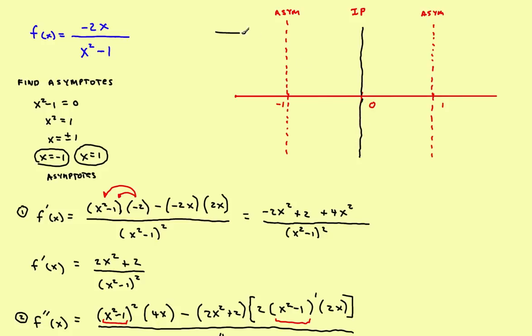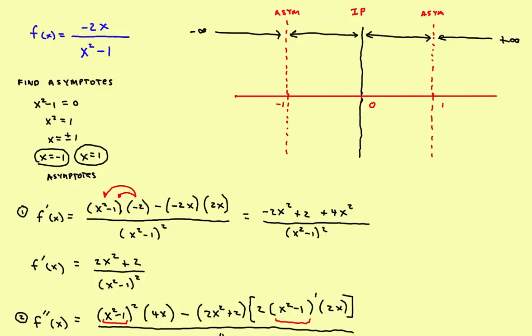I'll have one interval that goes from here to here. Got another interval that goes from the asymptote to the inflection point. Another interval from the inflection point to the asymptote. And finally a fourth interval from the asymptote out to a positive infinity. And this one, of course, is going to be a negative infinity over here. So now, just like before, we want to pick a test point inside each of those intervals.